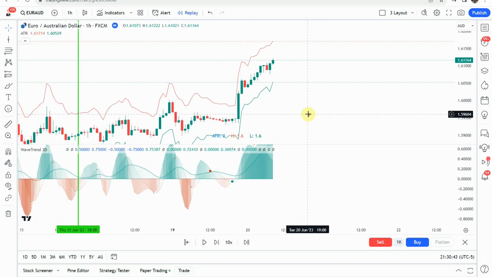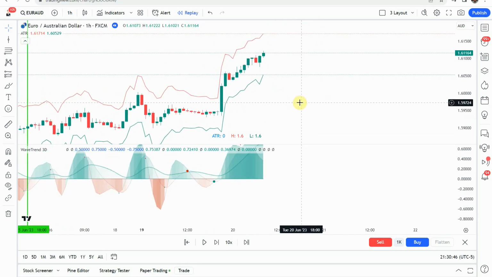Alright, so let's go over the numbers on this strategy. So we did the 50 trade test like usual. Out of those 50 trades, we got 17 winning trades and 33 losing trades. And so that's right at a 34% win rate.